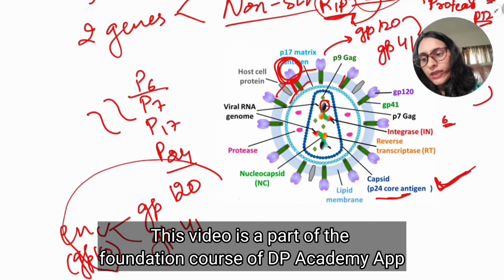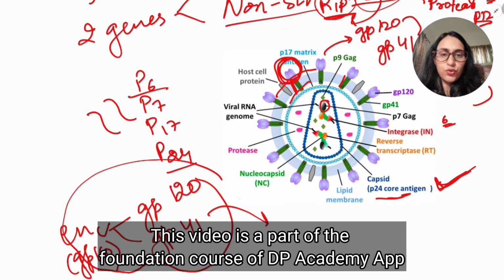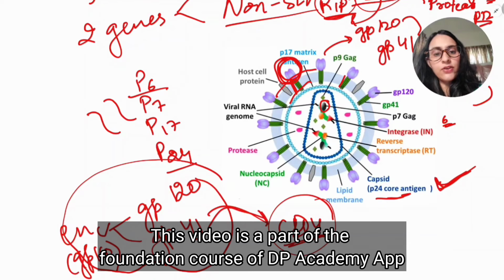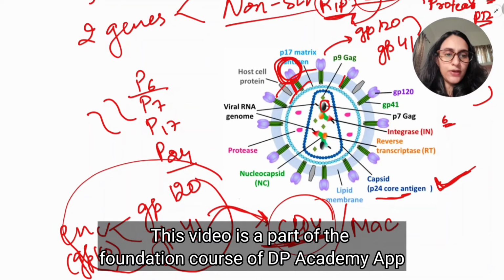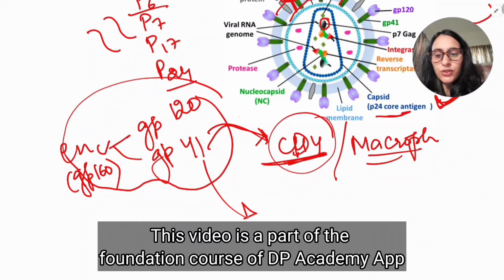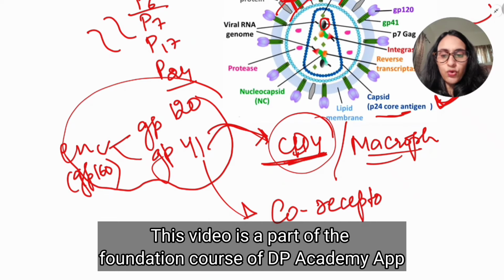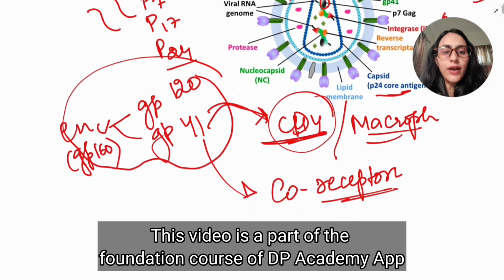These envelope proteins attach to CD4 cells. These are the CD4 cells that are going to get attached to this HIV virion. So this HIV virion gets attached to either the CD4 cells or the macrophages, or there can be attachment to co-receptors. These co-receptors are basically chemokine receptors.